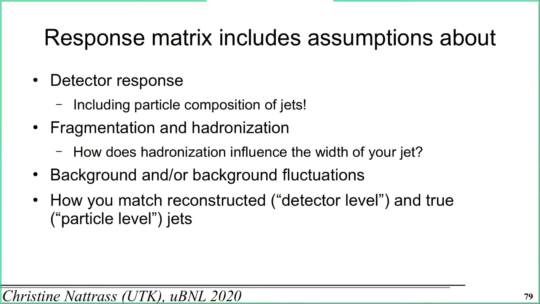And we've talked a little bit about the assumptions about the detector response, including the particle composition, which includes fragmentation and hadronization. Also, how wide is your jet? And these fluctuations. There's another subtle thing in there that I didn't realize until we started playing around with this. To construct a response matrix, you need to somehow match your true object to your reconstructed object. This is not that hard, although not as trivial as it seems at first, for something like a photon, matching a simulation of the detector response to a photon to the photon itself.